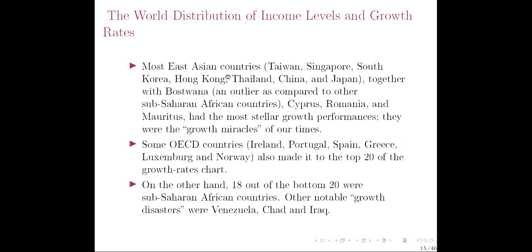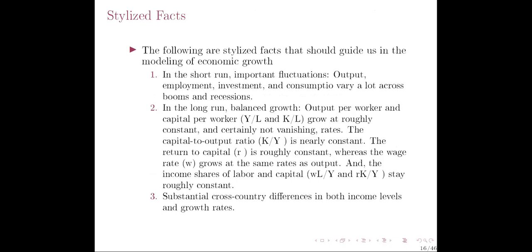Okay, so you can read about it. Most East Asian countries, Taiwan, Singapore, South Korea, Hong Kong, Thailand, China, and Japan, together with Botswana, Cyprus, Romania, and Mauritius, had the most stellar growth performance. So what this picture is presenting is that some countries were making places in the top countries and some countries were losing those places and going into the bottom countries. So you need to understand their experiences. You need to see how the countries that have come out of poverty have been able to do that, and how the countries that have not been able to sustain growth rates have been doing.